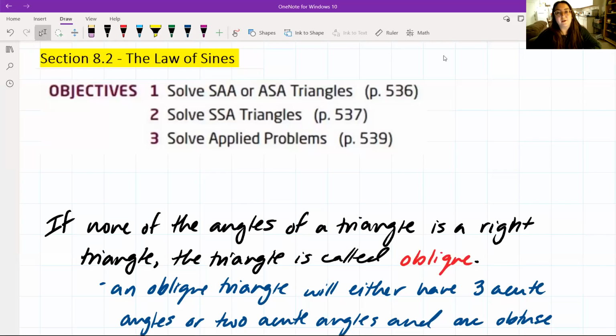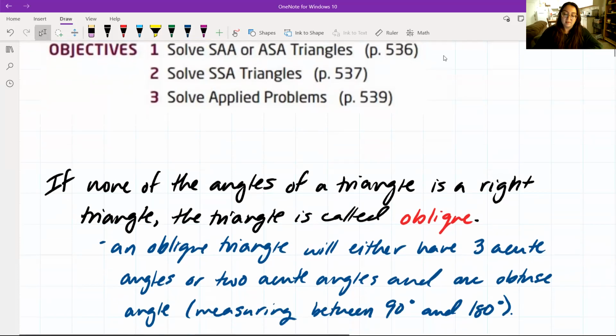Hello everyone, we're going to be going over section 8.2, which is on the law of sines. We have three objectives in this section. One, we want to solve SAA or ASA triangles. It stands for side, angle, angle, or angle, side, angle triangles. Two, we want to solve side, side, angle triangles, or SSA triangles. And three, we want to solve applied problems.